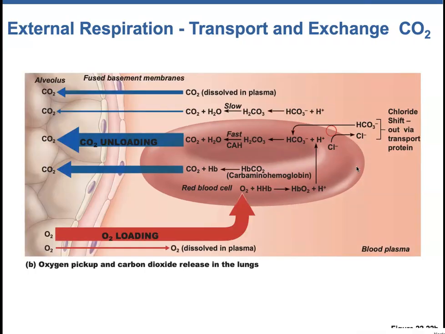Then we go back to the lungs. At the lungs, now we want to exhale out the carbon dioxide. How we do that is we have the reaction happen in reverse. So the chloride shift will happen in reverse now. We'll have bicarb come back onto the red blood cell. The chloride ion will leave, so they'll shift through their little port.